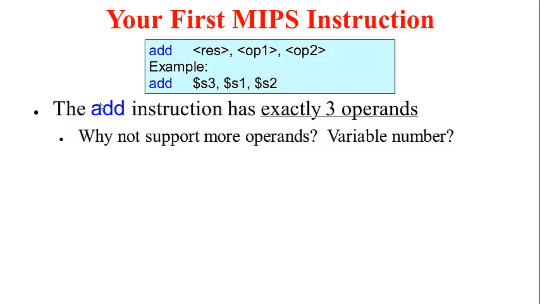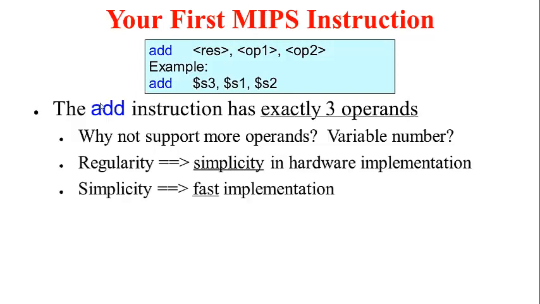It turns out that the add instruction supported by MIPS has exactly 3 operands only. Natural question is, why not support more operands? After all, you can add more than 2 numbers together. Why not support a variable number of operands? Think about that question. The answer lies in the design principle that regularity implies simplicity and simplicity usually implies fast implementation. We will see this more explicitly when we discuss the implementation of the MIPS instruction set in hardware.